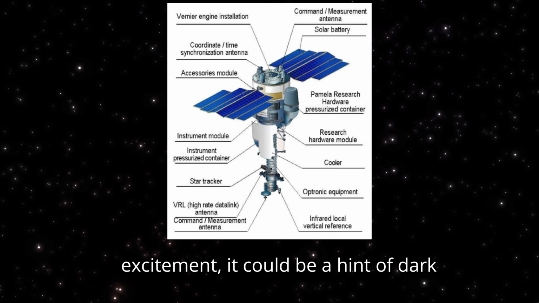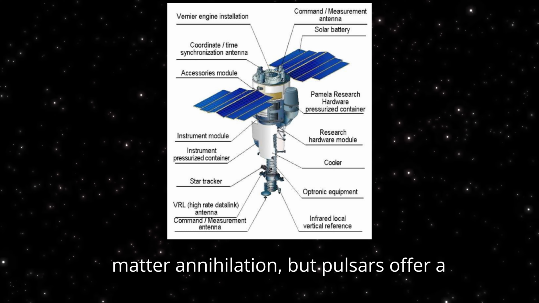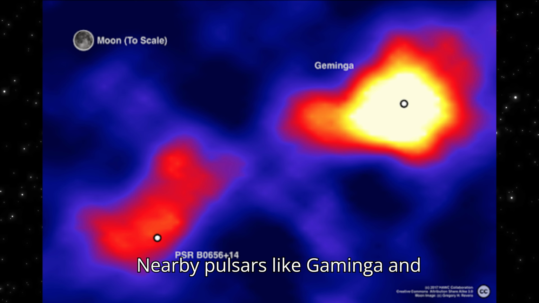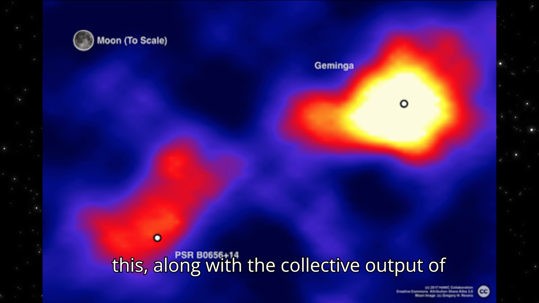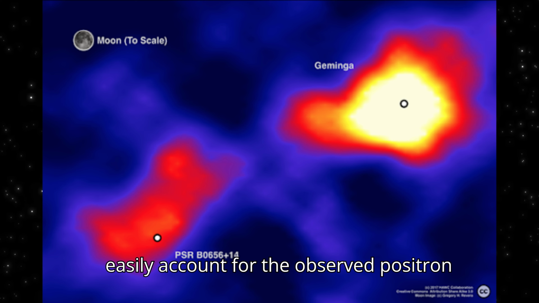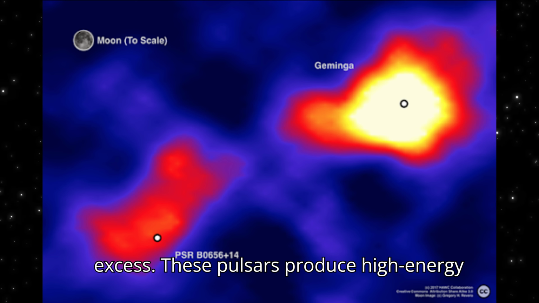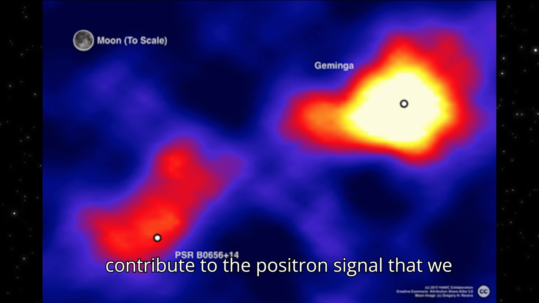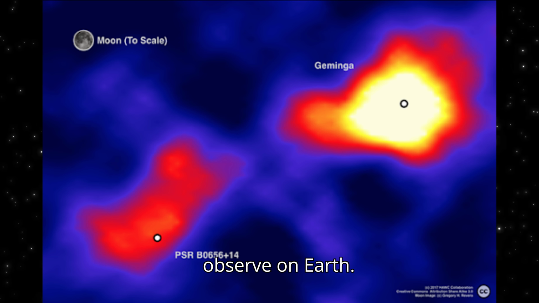It could be a hint of dark matter annihilation, but pulsars offer a more conventional explanation. Nearby pulsars like Geminga and this, along with the collective output of mature pulsars in the Milky Way, could easily account for the observed positron excess. These pulsars produce high-energy positrons that travel through space and contribute to the positron signal that we observe on Earth.